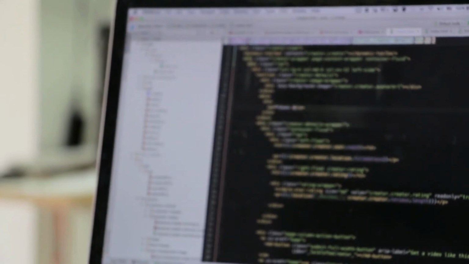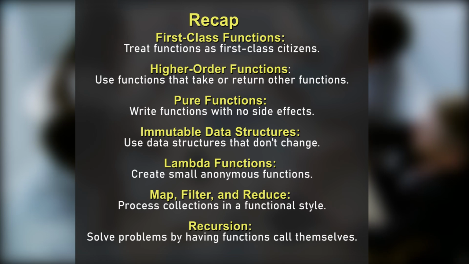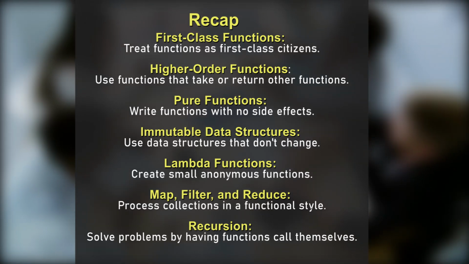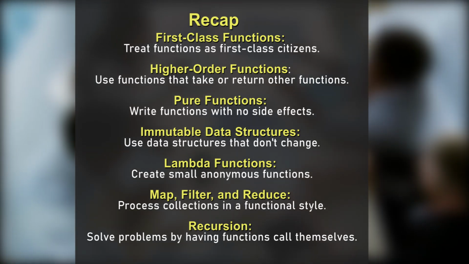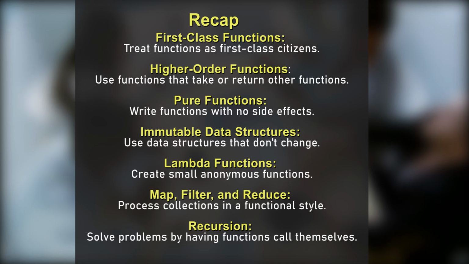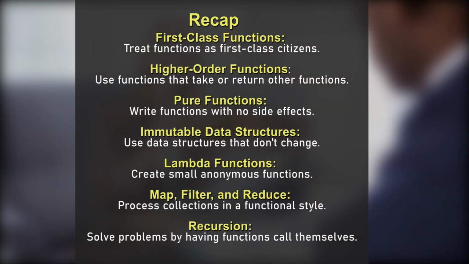Okay, so let's do some recap. First-class functions treat functions as first-class citizens. Higher-order functions take or return other functions. Pure functions are functions with no side effects. Immutable data structures are data structures that don't change. Lambda functions create small anonymous functions. Map, filter, and reduce process collections in a functional style. Then lastly, we have recursion. It solves problems by having functions call themselves.